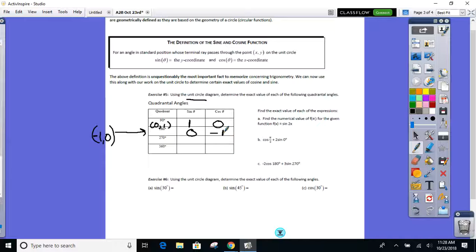All right, can we finish this up? 270 now. 270, what coordinate are you at now at the bottom? 0, -1. All right, so what's the sine of 270? -1, you can check it on your calculator. And what's the cosine of 270?